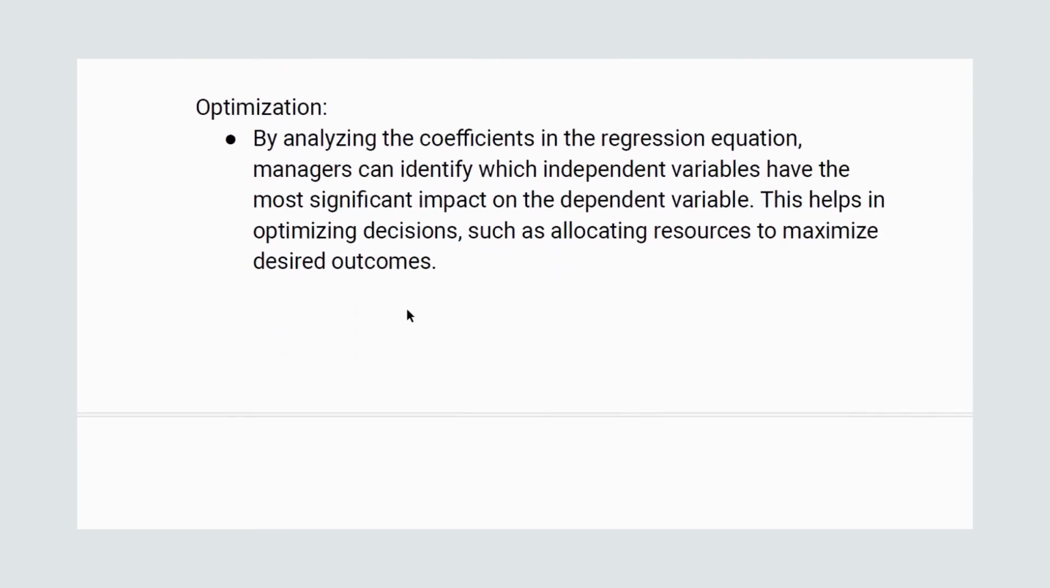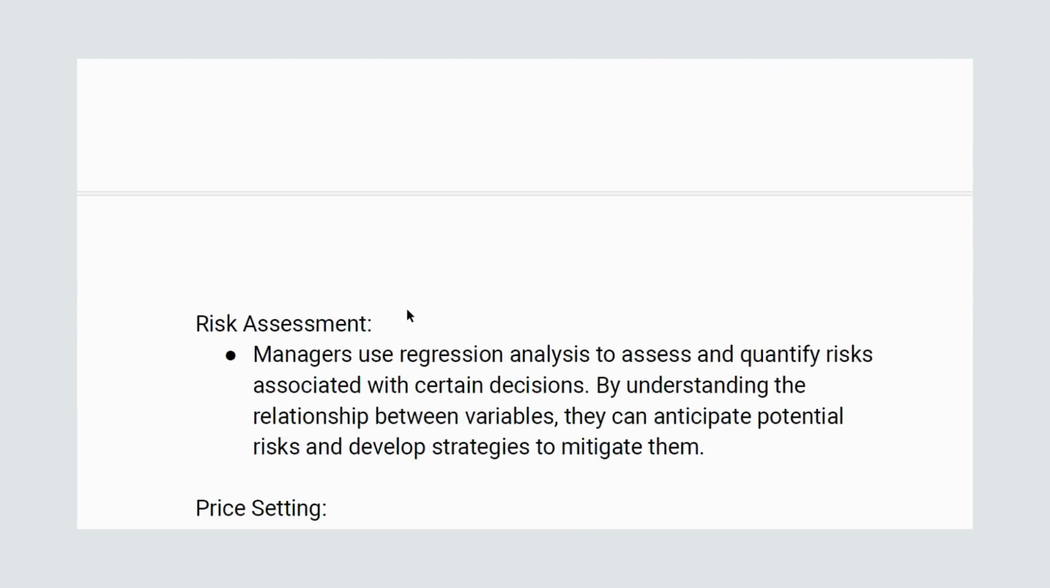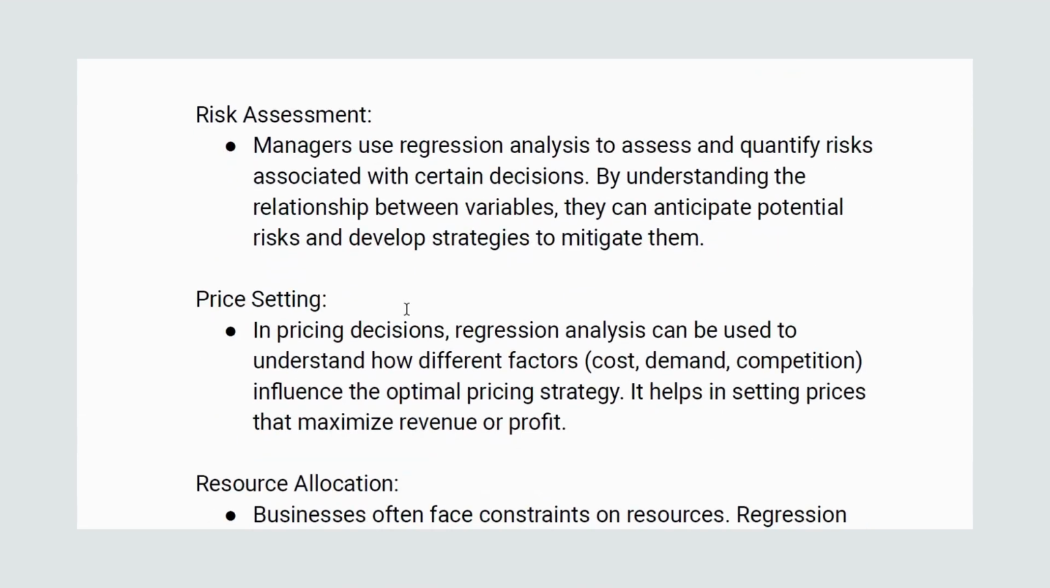It also helps in optimization. Regression analysis helps to make optimized decisions for resource allocation that help to maximize the output level. Then comes risk assessment. Regression analysis also helps to assess and quantify the risk associated with certain decisions. By understanding the relationship between variables, managers can anticipate potential risks that may happen in the future, and then take strategic decisions to reduce those risks.